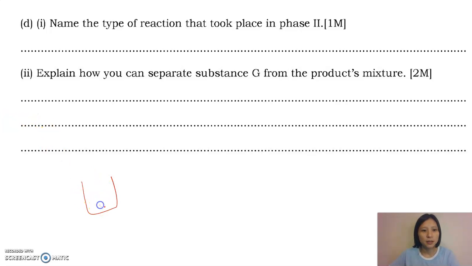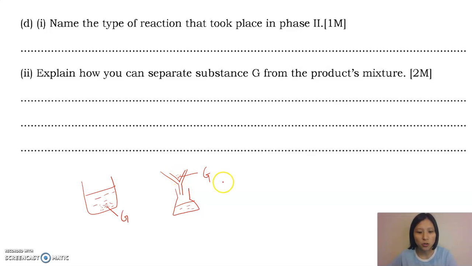Basically it's like this. You have a beaker with precipitate. This precipitate is substance G and the solution. You want to separate these two. So you filter the mixture. The solution will go down here, and substance G is the residue. And we dry using filter paper. So that's all for this question. Thank you for watching.